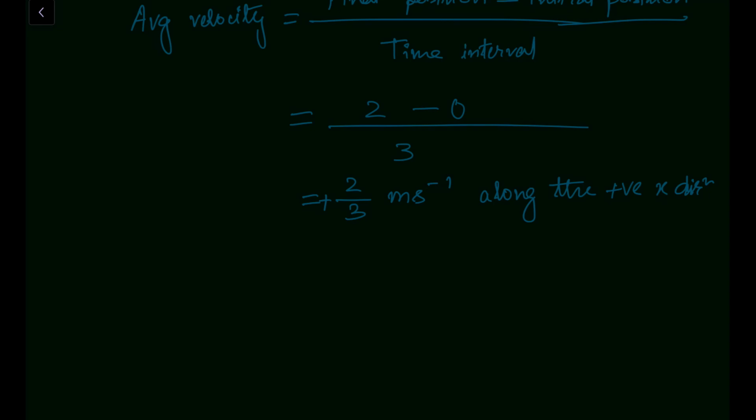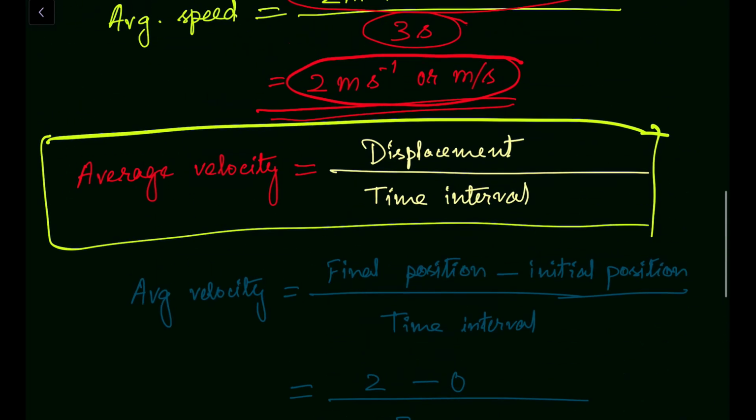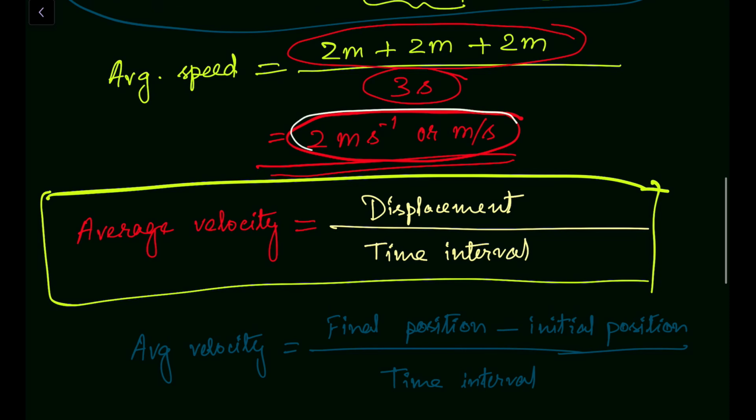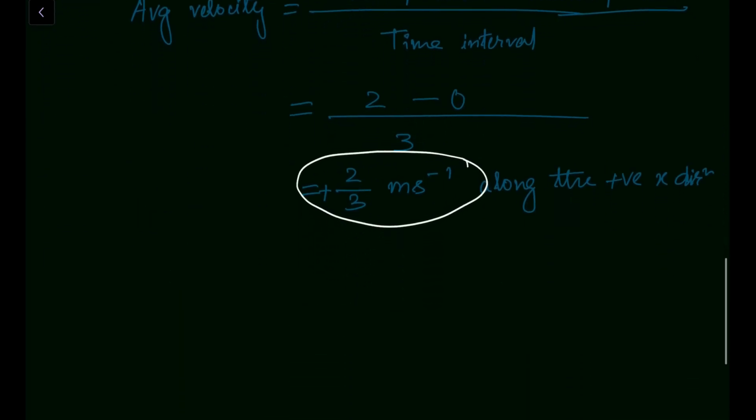In general, we have seen that the velocity value is lower in comparison to the speed value. Speed was 2 meter per second, but the velocity was 2 by 3, a smaller value. In most cases the average velocity will be a smaller quantity than the average speed, but in some other cases it may be of the same magnitude.